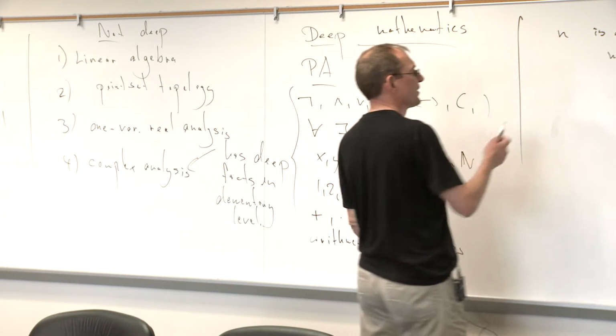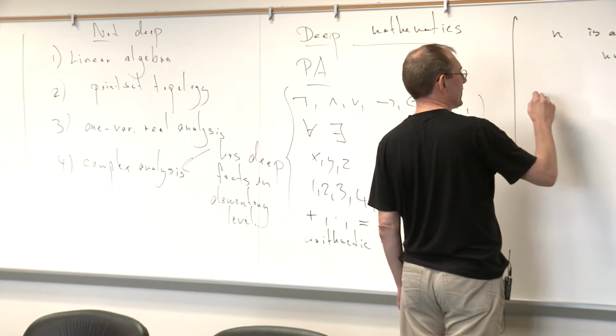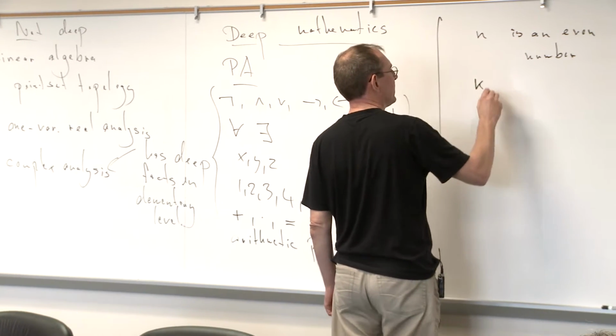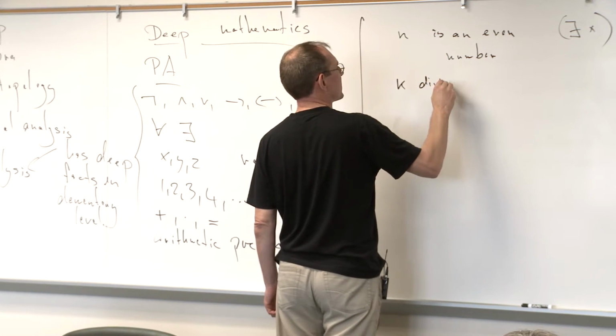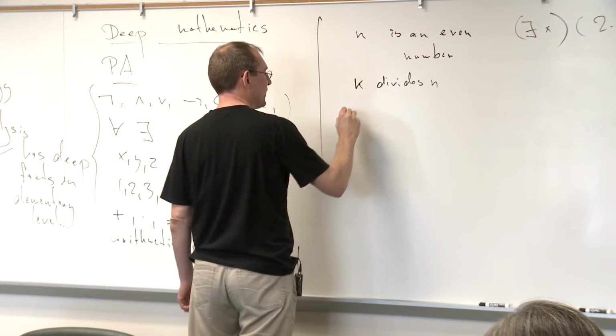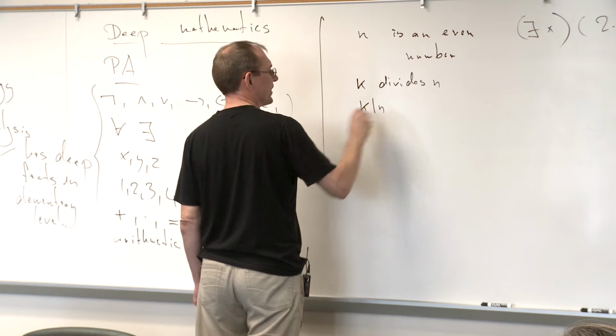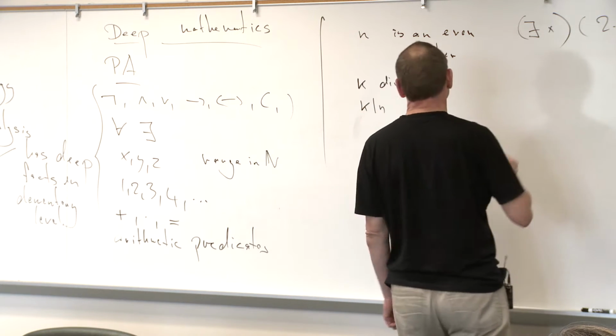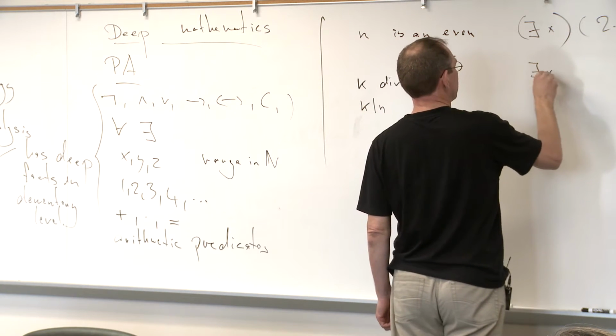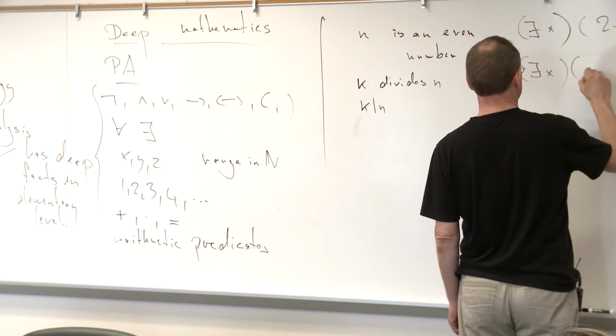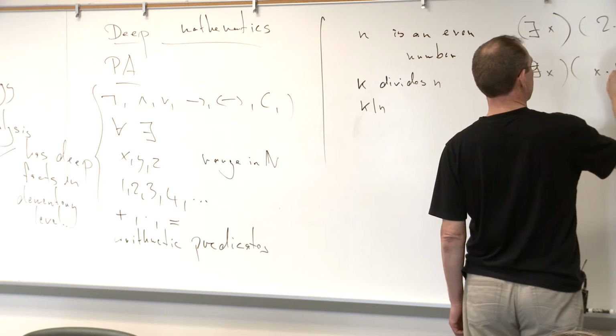So let's push this a little further here. Let's do something more complicated. Well, k divides n. And let me abbreviate this in the following. K divides n. So how do you say this? Well, it's very similar. There exists an x so that x times k is equal to n.